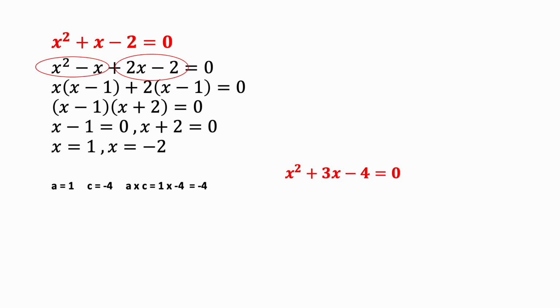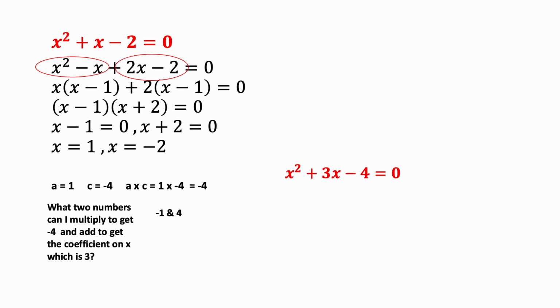Let's do another example. X squared plus 3x minus 4 equals 0. Again, we can repeat the same steps as we did before. The coefficient on the first term is 1, and the last term, which is our constant, is minus 4. You multiply these two numbers, you get minus 4. Then you ask yourself, what two numbers can I multiply to get minus 4, and at the same time add to get the coefficient on x, which is 3?